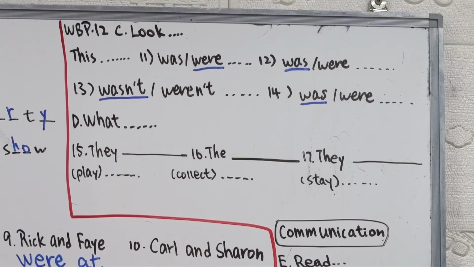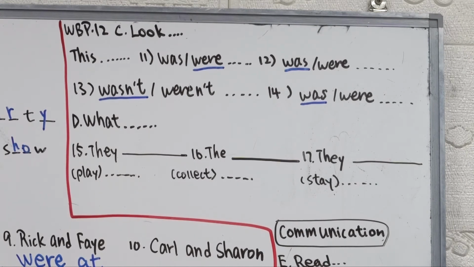Let's read this whole paragraph again. This was heightened 60 years ago. There were a lot of small shops. There was a butcher's, a baker's, and a greengrocer's. There wasn't a hospital, but there was a library and a post office. So check your answers.